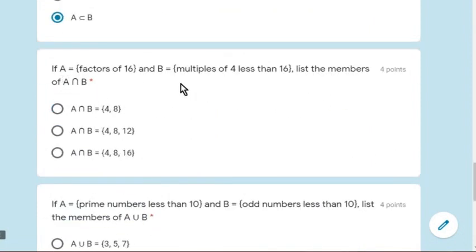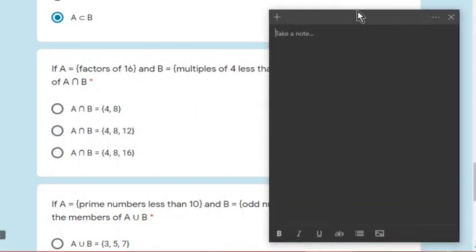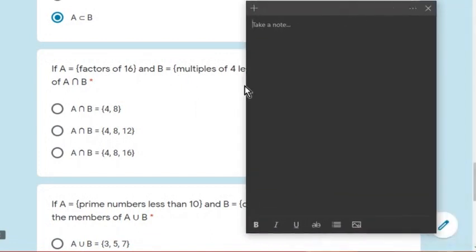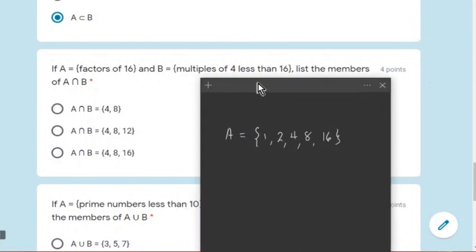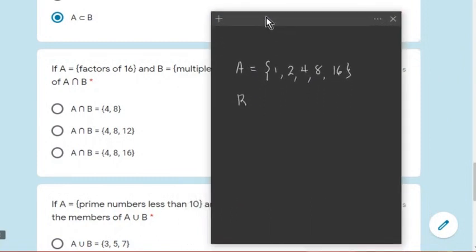Next question. If A is the factors of 16 and B is multiples of 4 less than 16, let's list those members. A is equal to 1, 2, 4, 8, and 16. Those are the factors of 16. Then B is multiples of 4 less than 16: 4 × 1 = 4, 4 × 2 = 8, 4 × 3 = 12, 4 × 4 = 16. They said less than 16, so 16 is not part.